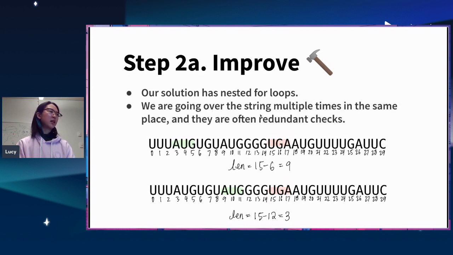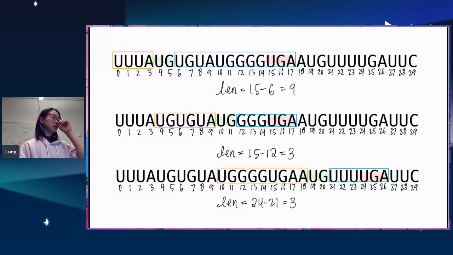So that means that we're going over the string multiple times in the same place, and they're often redundant checks because we can confirm that this will always be shorter, which means we possibly might not need the second for loop. And then this is just another picture making it more clear. The orange is like the first for loop, and the blue is the second for loop. And we see here the blue and the orange are checking over the string in places that we don't care about because we already know this one will be the longest. So that means we can probably eliminate the second for loop.